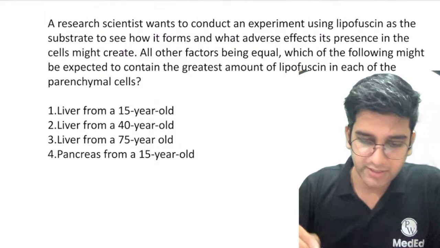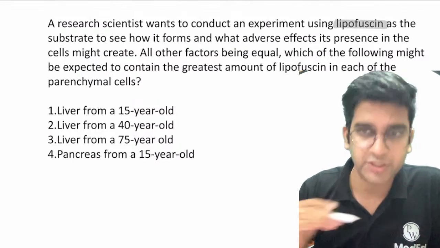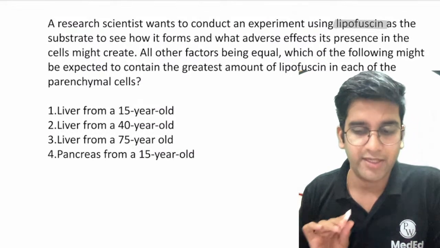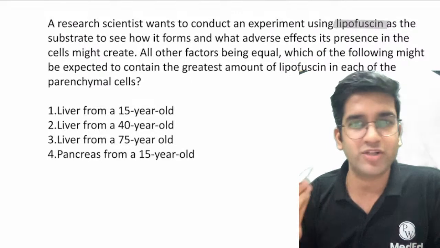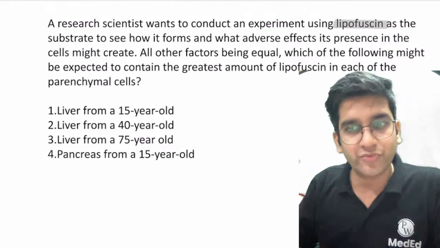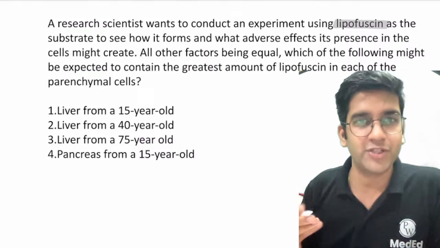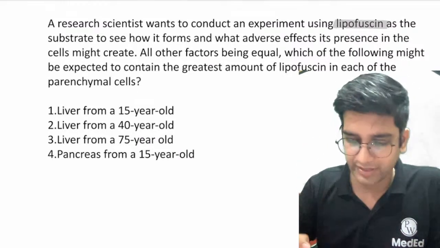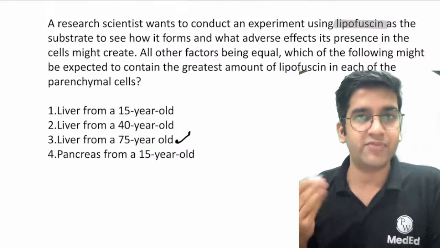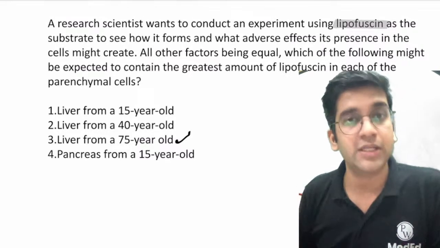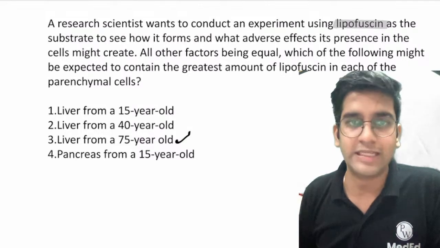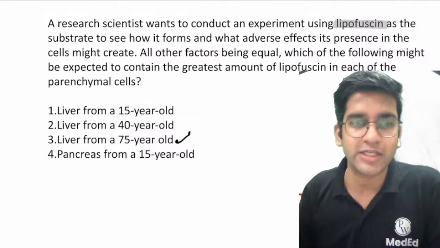The question clearly says lipofuscin, right, as a substrate, and how it's formed. Adverse effects, someone is researching on that, that's all, right? Which of the following will have the greatest amount of lipofuscin? When you say lipofuscin, automatically the age factor comes into play, right? Obviously a liver of a 75-year-old person will have definitely more lipofuscin compared to a liver of a 15-year-old person, right? Like I said, it's a very simple question, a number play.